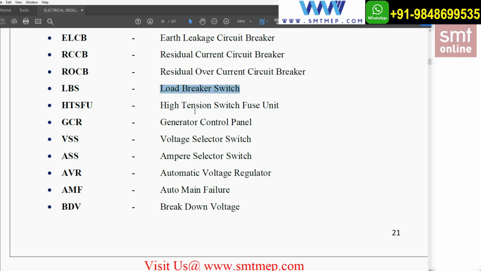Next, HTSFU, high tension switch fuse unit. Again at the high tension side we have the fuse panel. For the R phase, Y phase, B phase we have individual fuses. To maintain and monitor that, we have this concept.